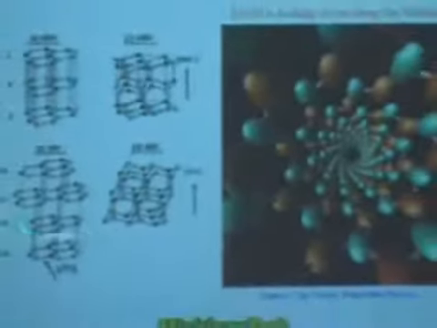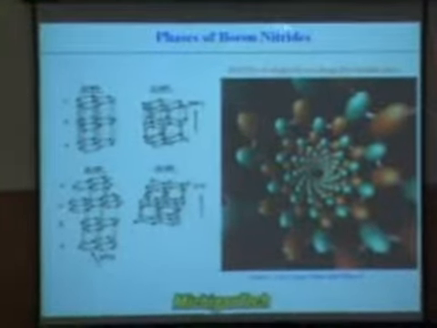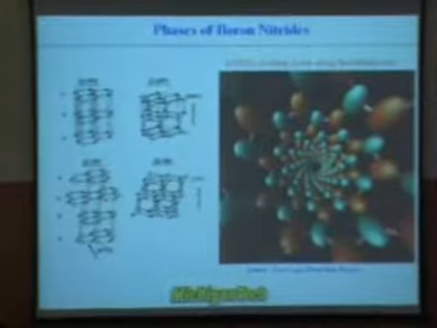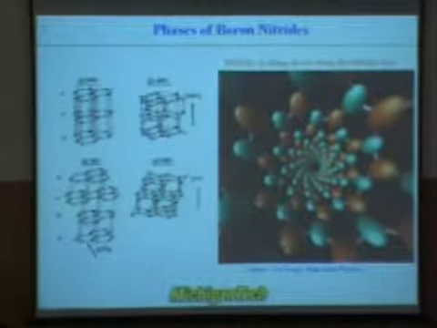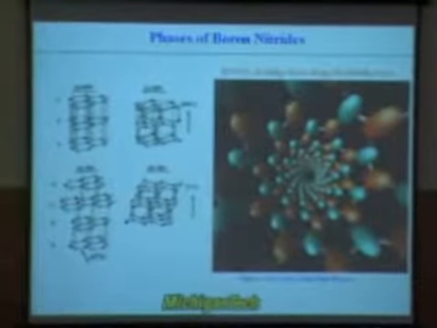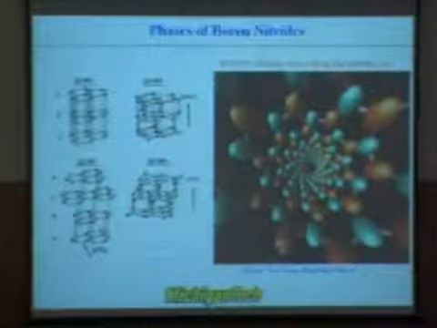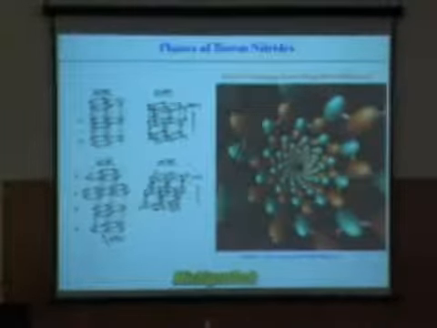Okay, these are the phases of boron nitride. All right, this is a very good neighbor of carbon. If you're a chemist, you know that carbon is in group 4 of the periodic table, right? And boron is actually in group 3, before carbon. Nitrogen is in group 5, after carbon.